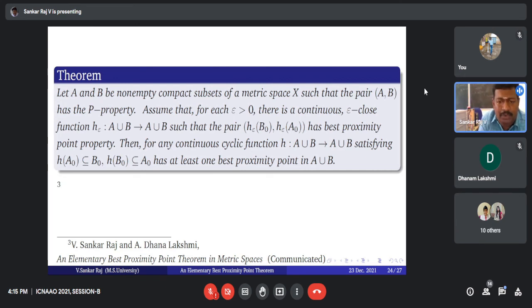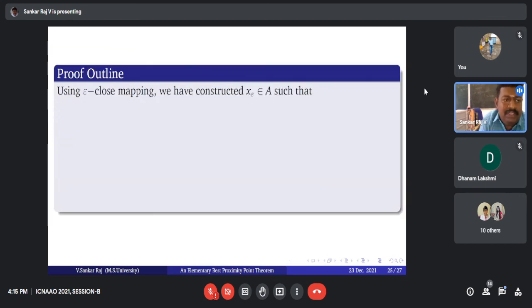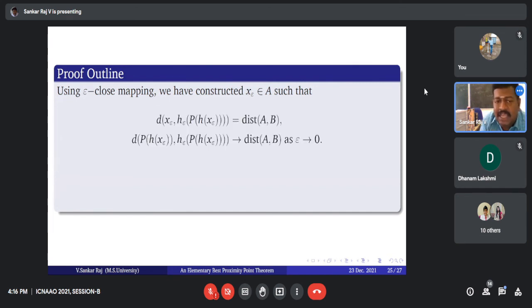I'll give a short outline of this proof. The proof uses the epsilon closed map. We construct a sequence X epsilon in A which satisfies the following two conditions: the distance between X epsilon and H of X epsilon, where P is a projection operator, P of H of X epsilon, is equal to the distance between A and B, and the distance between P H of X epsilon and H epsilon of P of H epsilon converges to the distance between A and B as epsilon tends to zero.